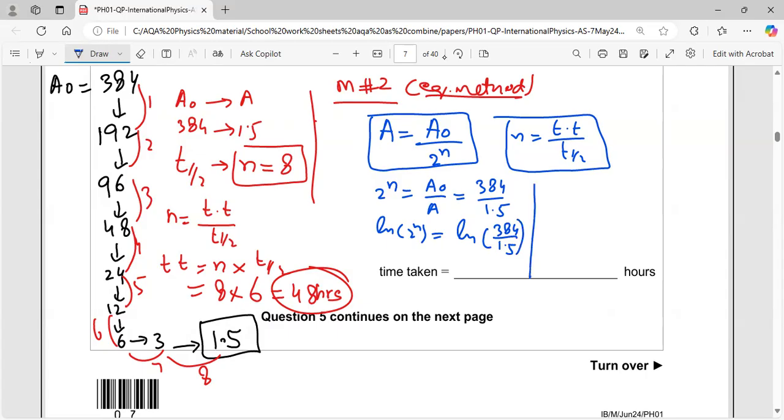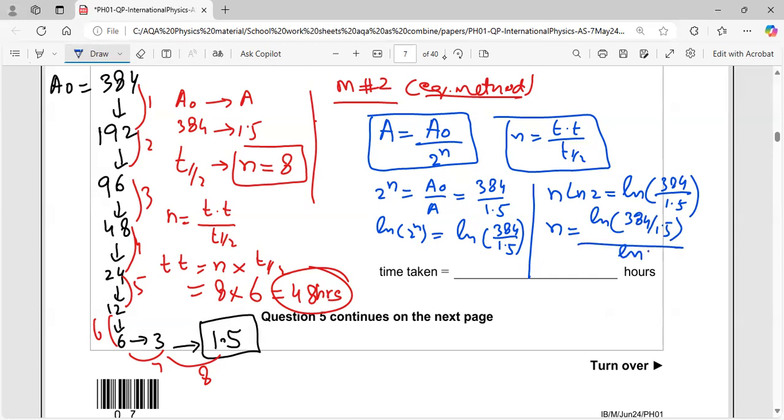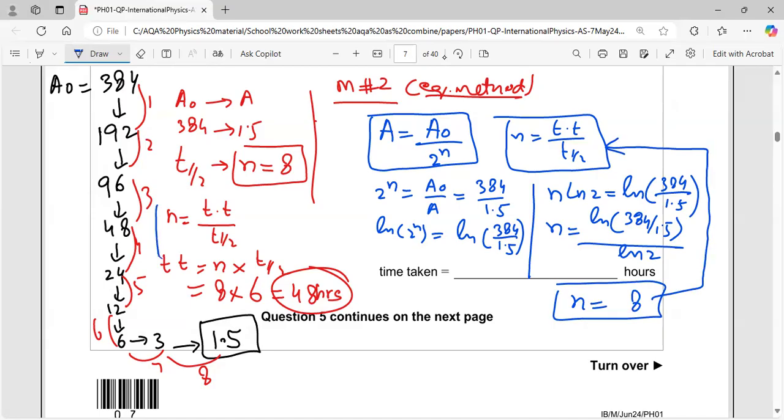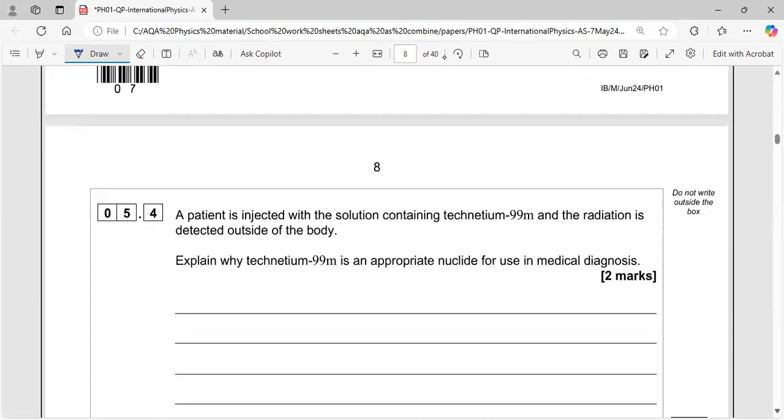And you know that after taking natural log, n comes here, like the power value comes behind that. So you solve this and use the calculator to take natural log of 384 over 1.5, and then divide this with the natural log of 2, you get your n. Once you get your value of n, which seems to be 8, you put that back over there in this formula, and that is actually pretty much the same as this. So you will get your answer of 48. So you will write your answer of 48 hours over there.